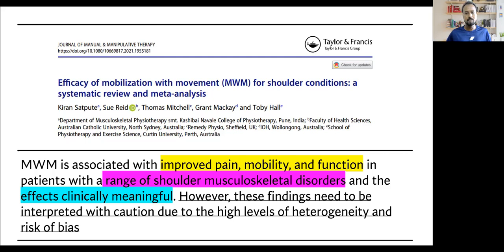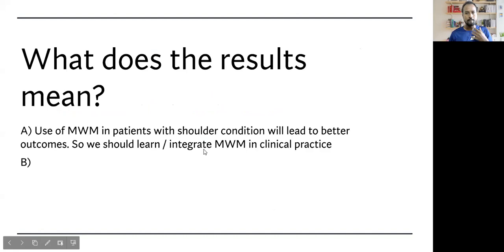Even though the last sentence, not much attention is given, and also it is not really clear what they actually mean by that. Okay, so if we see an abstract like this, what does the result actually mean? Does the result mean that MWM will lead to better outcomes, or should we use MWM in shoulder pain, or should we use this systematic review as evidence to support use of mobilization with movement?